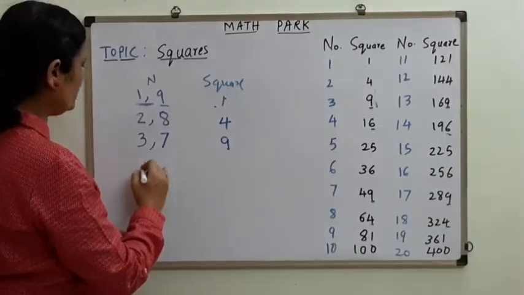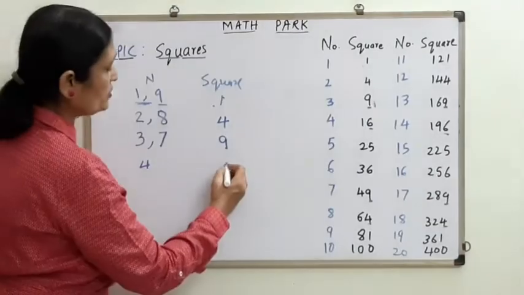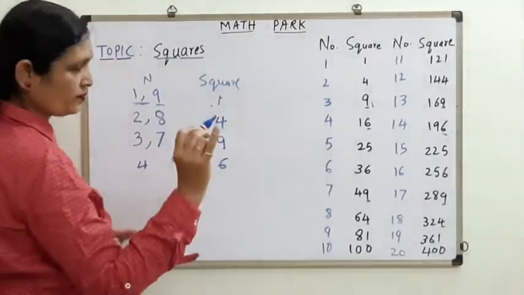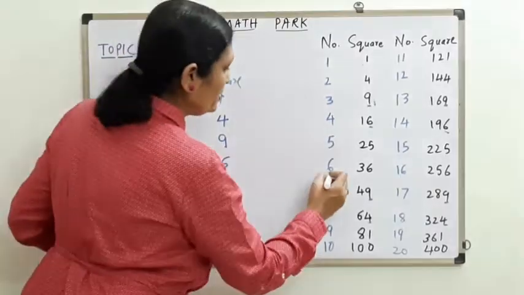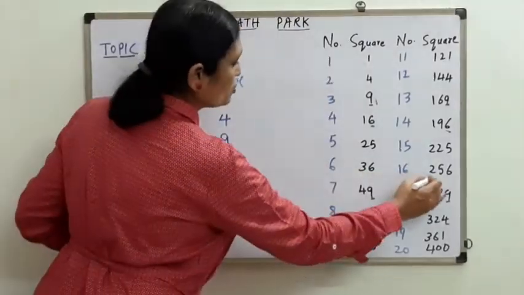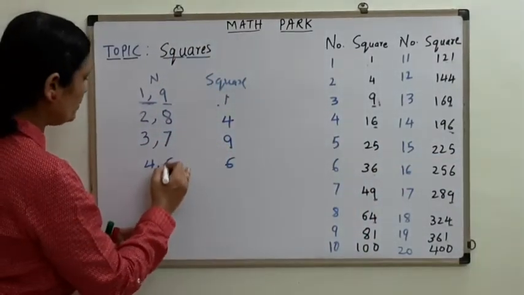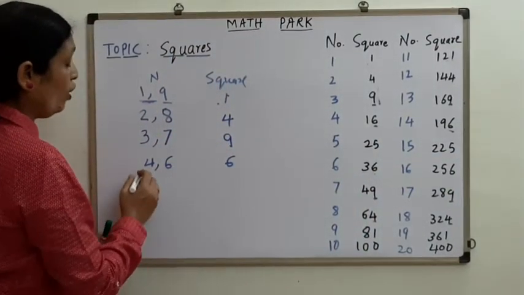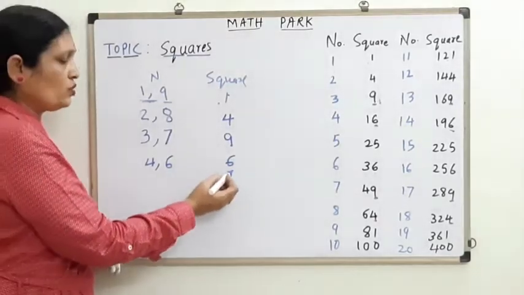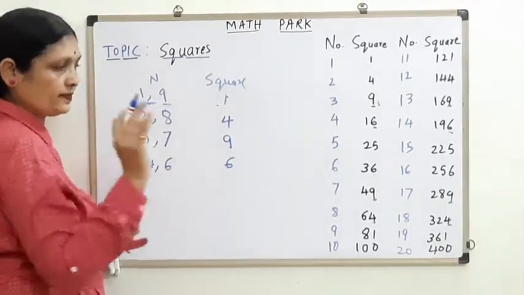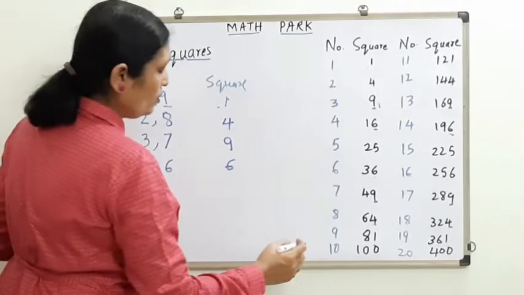So when the unit digit of a number is 4, the unit digit of its square is going to be 6. Okay, same thing happens with 6. Square of 6 is 36. Square of 16 is 256. So when the unit digit of a number is 6 or 4, the unit digit of its square will always be 6.